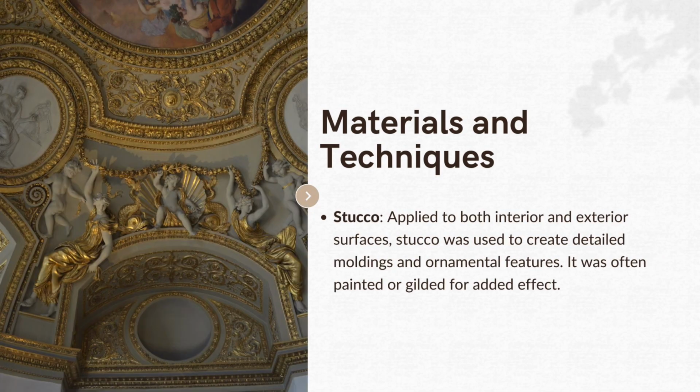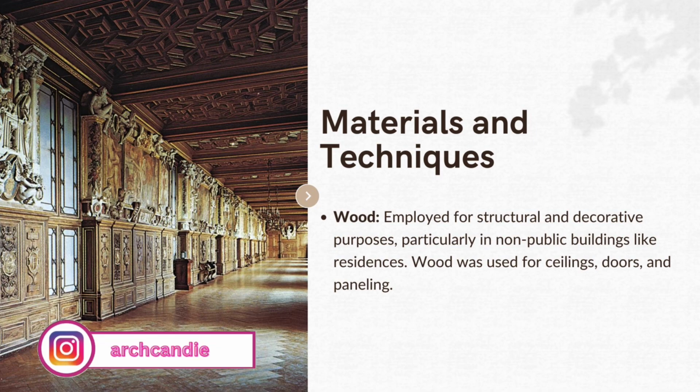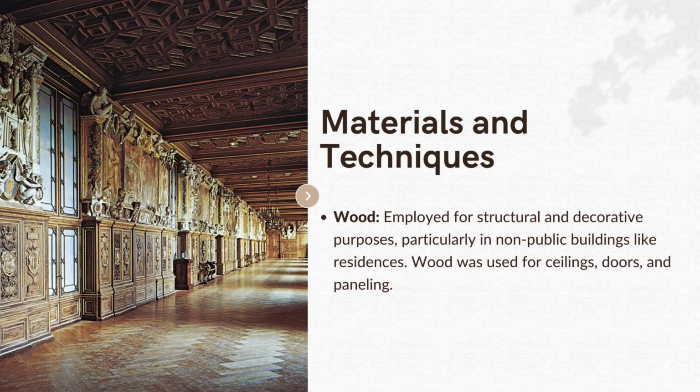Stucco was applied to both interior and exterior surfaces. Stucco was used to create detailed moldings and ornamental features. It was often painted or gilded for added effect. Wood was employed for structural and decorative purposes, particularly in non-public buildings like residences. Wood was used for ceilings, doors and paneling.